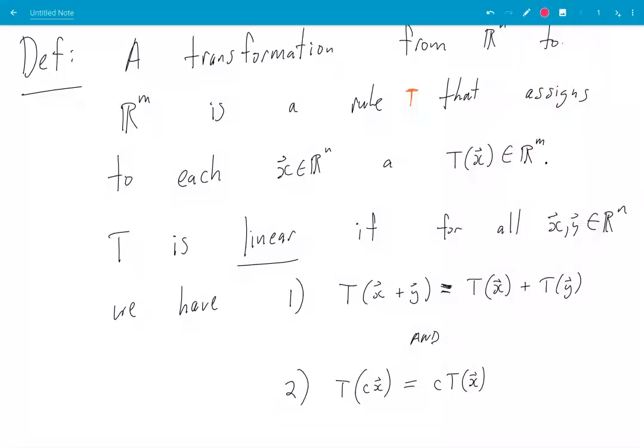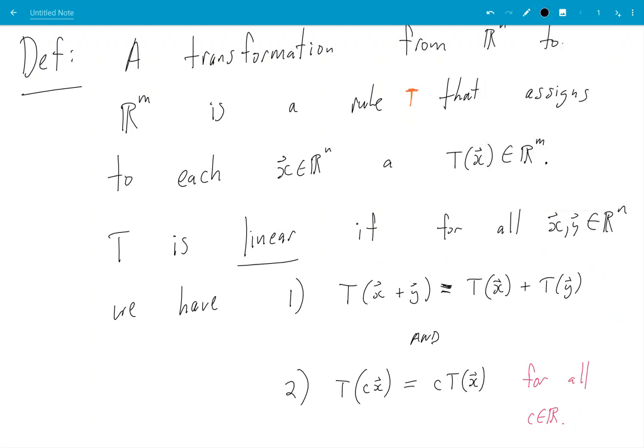Okay, I should also say that for all c real number. Okay, to be linear, this has to be always true for any x and any y. And this has to be always true for any real number c and any vector x.